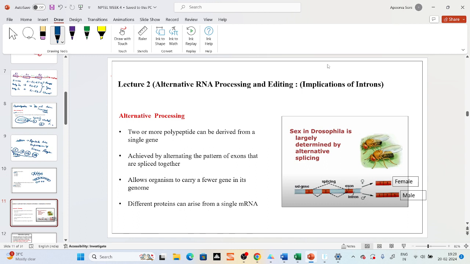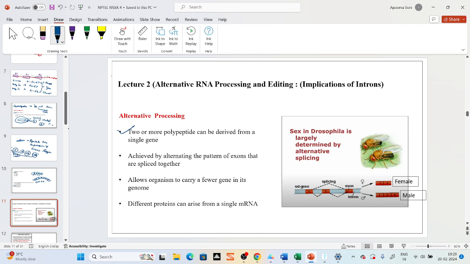So, up till now we have studied alternative splicing, that two or more polypeptides can be derived from a single gene. From a single gene we can have many different types of polypeptides, because when a single gene forms a transcript, that transcript can be processed in many ways. So you can have many different types of mature RNA molecules, and ultimately those mature RNA molecules will generate different kinds of polypeptides or proteins.